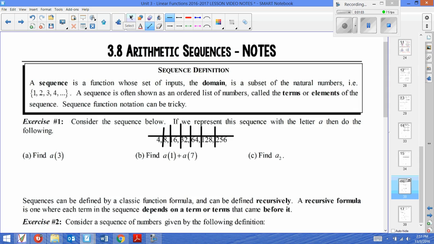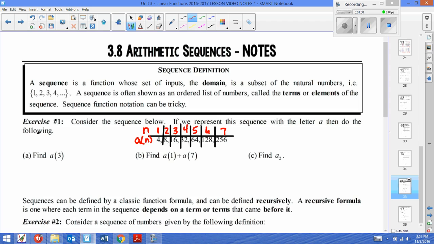And it looks like they are telling us to label this part here. Let's pick a different color. This is A, or maybe let's say it's A sub n, and this is then n. And n is always the term number. So 4 would be my first term, 8 would be my second term, 16 would be my third, fourth, fifth, sixth, seventh, and so on and so forth.